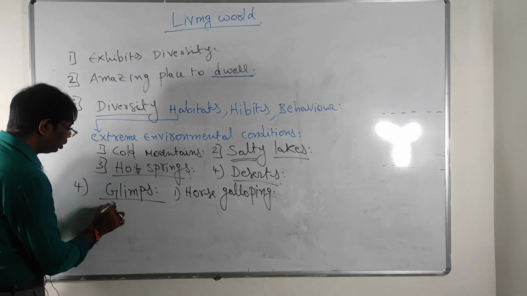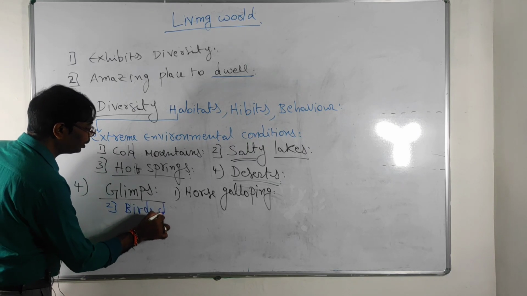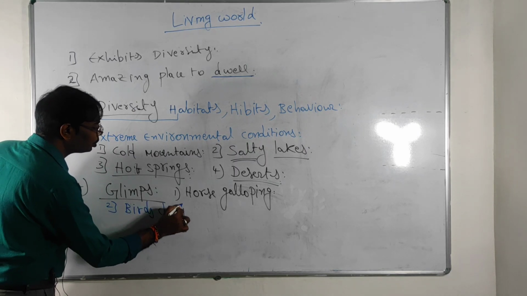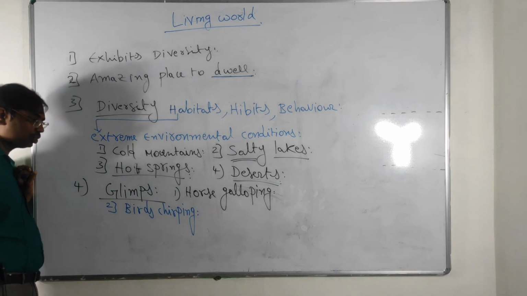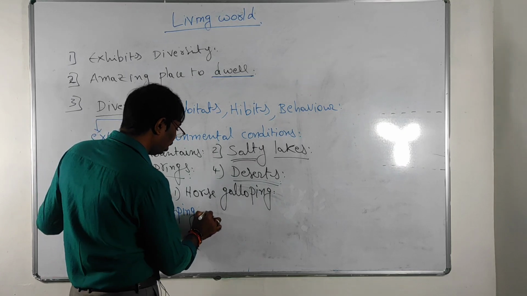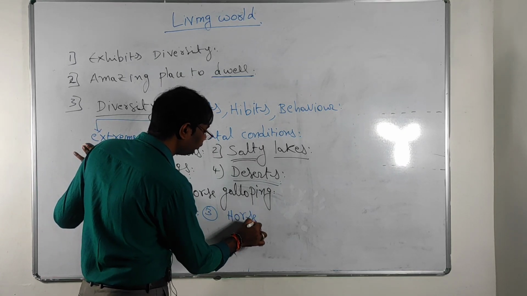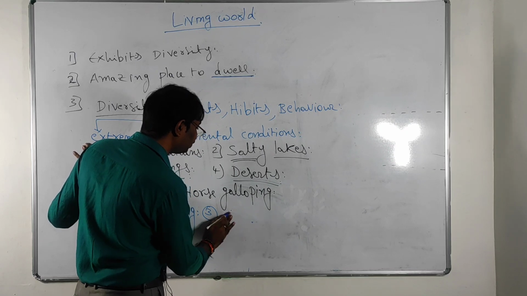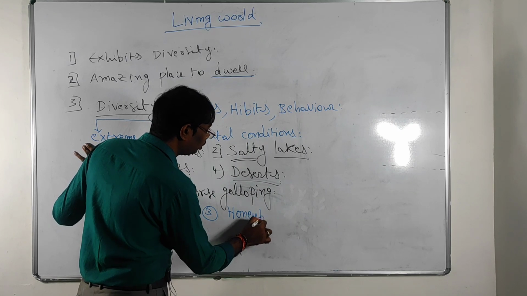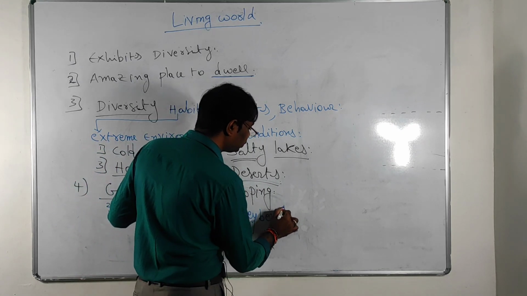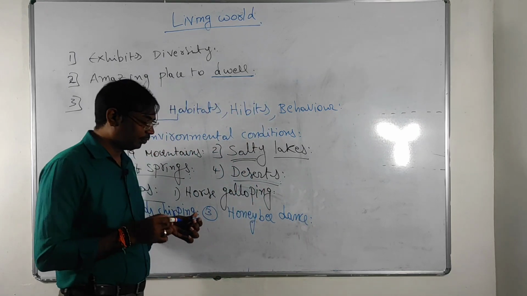And the second one, birds chirping. Birds chirping means the style of the sound produced by the birds; that is called birds chirping. And another one is honeybee dancing. The honeybee dance is also one special type of dance.